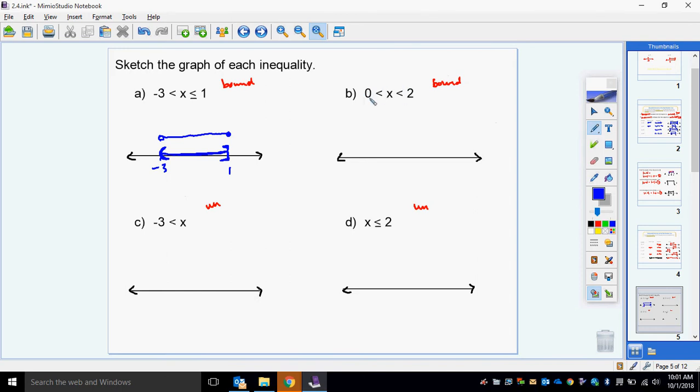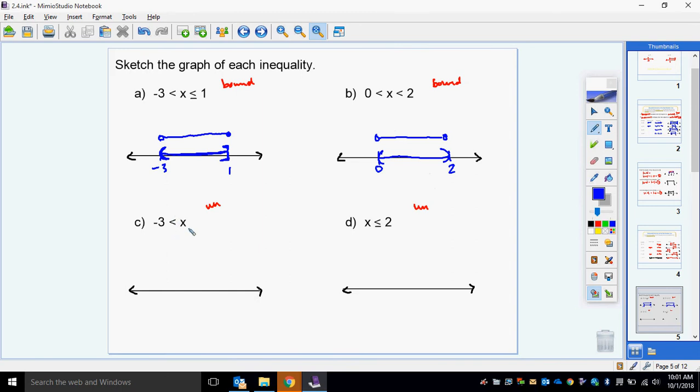Over here again, I have my two endpoints, 0 and 2. The solutions are those numbers that are bigger than 0, so this way, and less than 2, so this way. So I'm going to end up highlighting everything in between those two, but I need to make sure that my brackets or parentheses are correct. So neither of these are an or equal to. That means they're both parentheses, and I can connect in between, or I could do both open circles and connect in between. Either one will work on WebAssign.